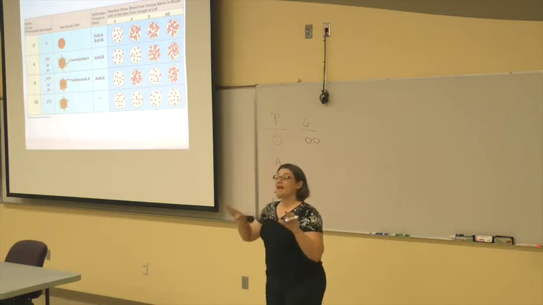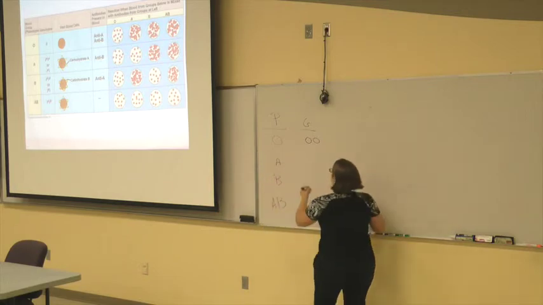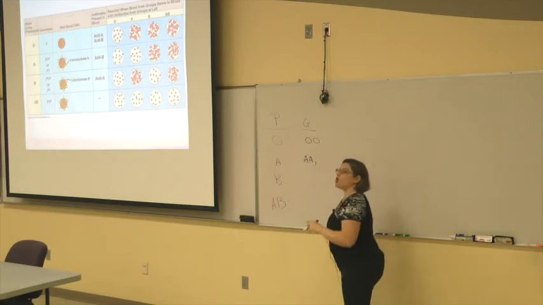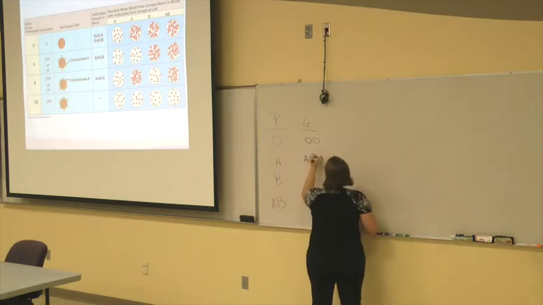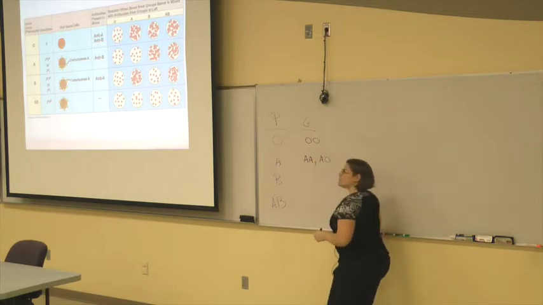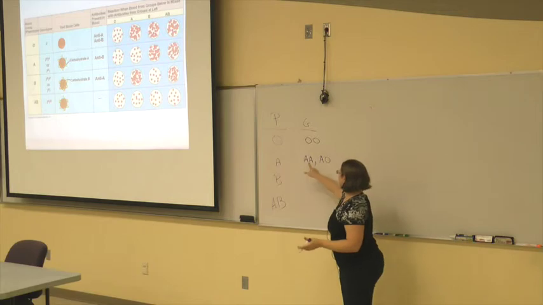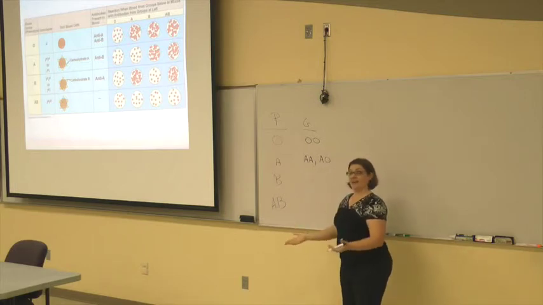Now, if you are type A blood, you probably do not know if you are homozygous for A blood, AA, or if you are heterozygous for A blood, AO. So if you're A blood, you could have two possible genotypes. You could be homozygous for A or heterozygous for A. Remember that O is recessive. So if you're AO, you're A, because A is dominant to O.